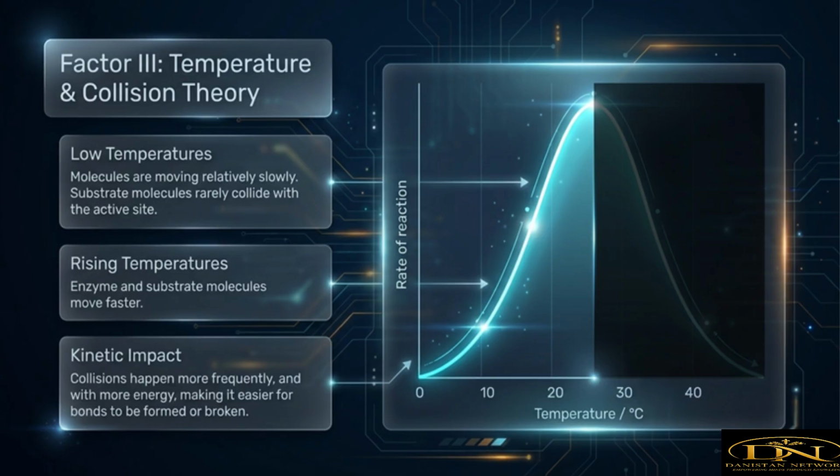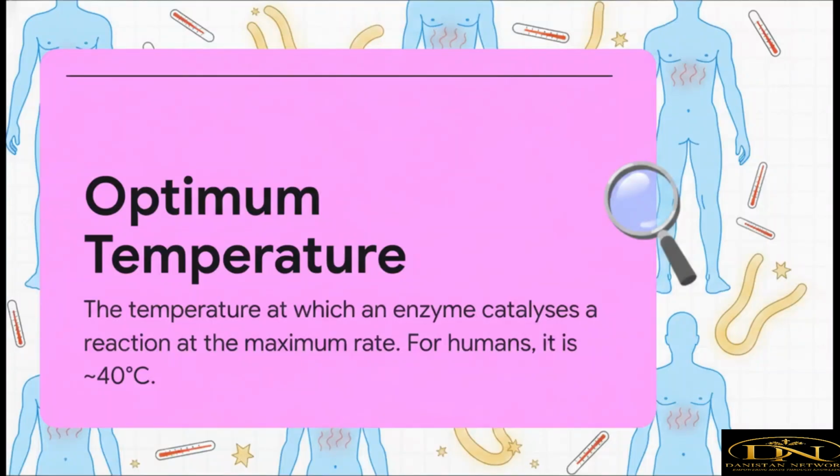Once it hits that peak, the rate doesn't just level off, it drops off a cliff. It absolutely plummets. Why? Because the heat is actually starting to break the enzyme itself apart. That peak, that sweet spot, is called the optimum temperature. For us humans, our enzyme's optimum is right around 40 degrees Celsius.